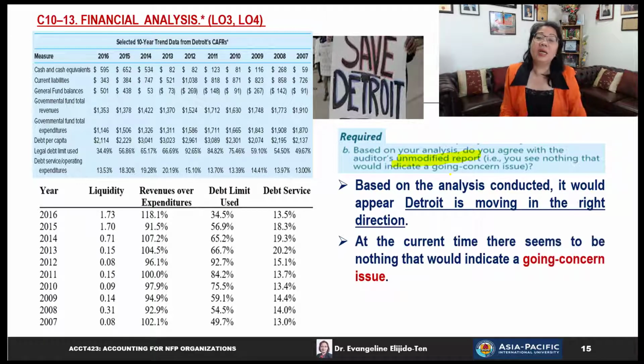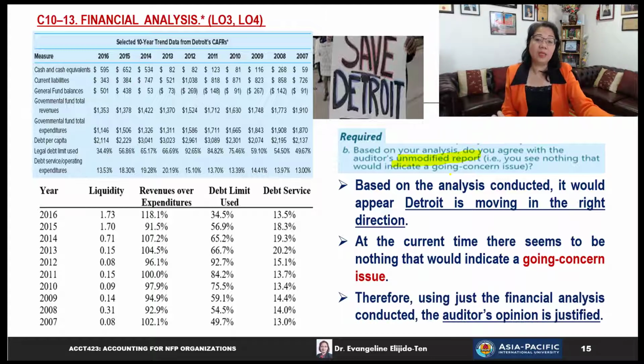All right. Because of that, at the current time, there seems to be nothing that would indicate a going concern problem. So that means we expect that the city of Detroit will be able to continue its operation. Therefore, using just the financial analysis conducted, the auditor's opinion is justified. So the unmodified report is justified.